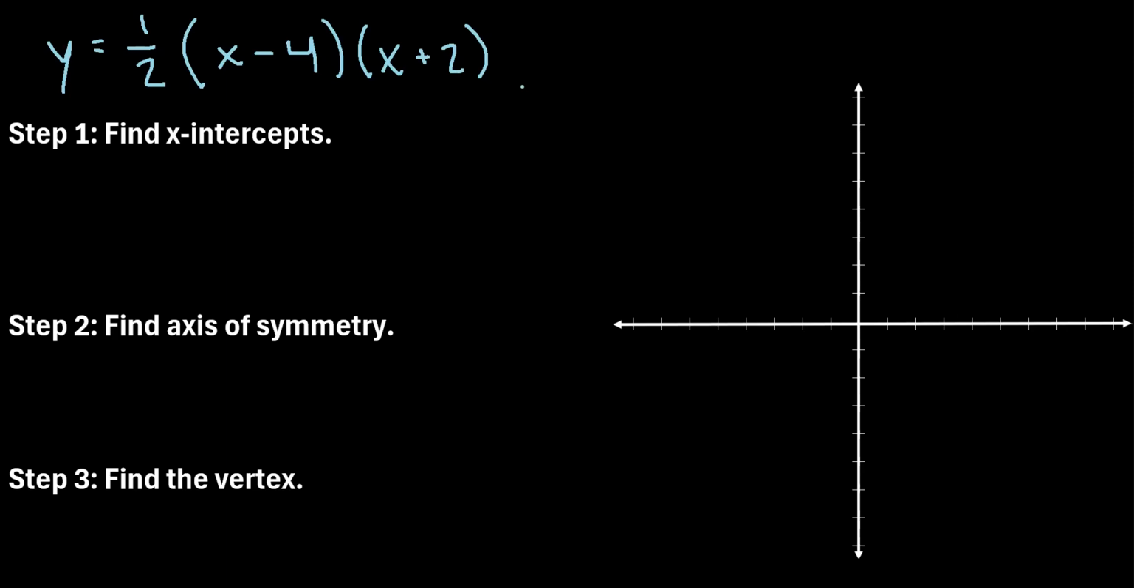Let's say we have the following quadratic function. Y equals 1/2 times (x minus 4) times (x plus 2). This quadratic function is currently in factored form. So how can we graph it when it's in this form? Well, there's a simple three-step process we can use.